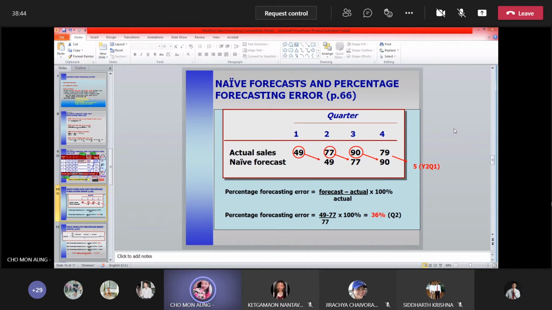So I don't think I will tell you to take the screenshot because you have to do it. You have to take the screenshot of every slide. All right.